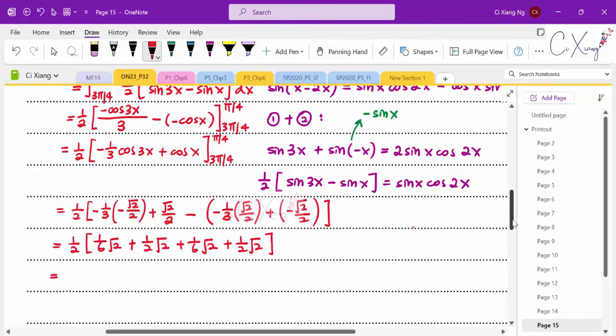Okay, then after that, you can try to simplify all your terms together. So you can treat the square root 2 as an apple. So you're having 1 over 6 apple plus 1 over 2 apple plus 1 over 6 apple plus 1 over 2 apple. So if you total up all these terms, by right, you should have 4 over 3 apples. So 4 over 3 apple, we write it like this, 4 over 3 square root 2. Then when you simplify it, you will get 2 square root 2 over 3.